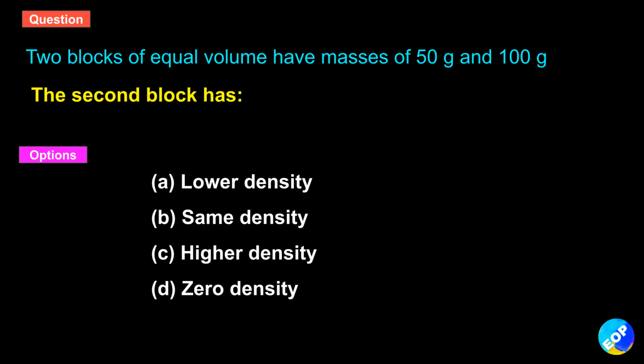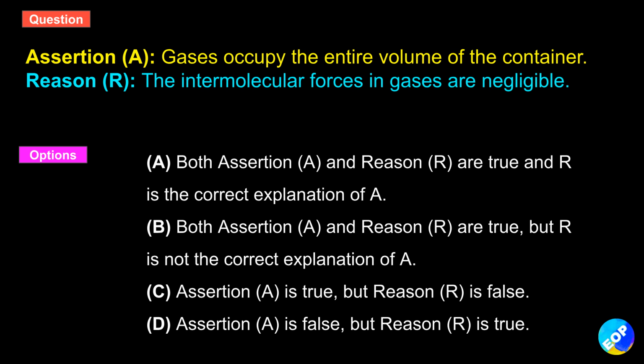Two blocks of equal volume have masses of 50 gram and 100 gram. The second block has, answer is C, higher density. Assertion A says gases occupy the entire volume of the container. Reason R says the intermolecular forces in the gases are negligible. Which of these is true? Answer is A. Both A and R are true, and R is the correct explanation.